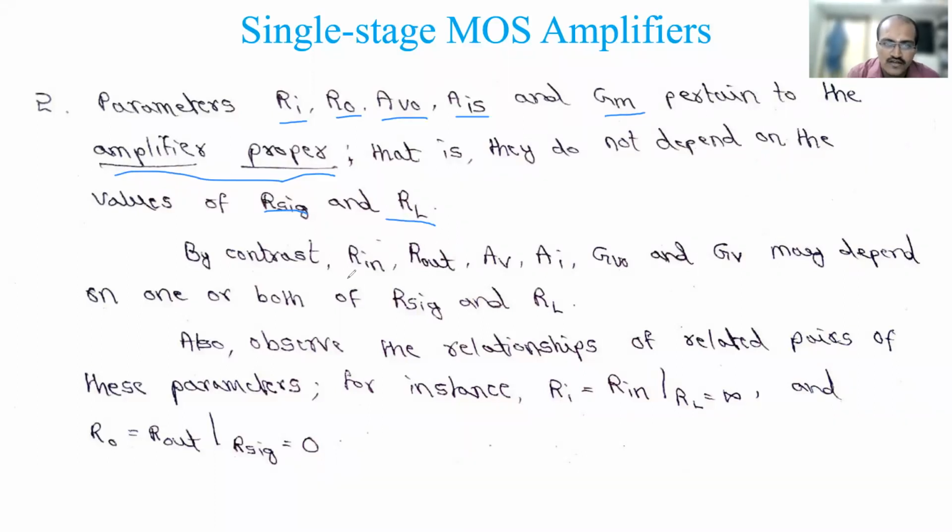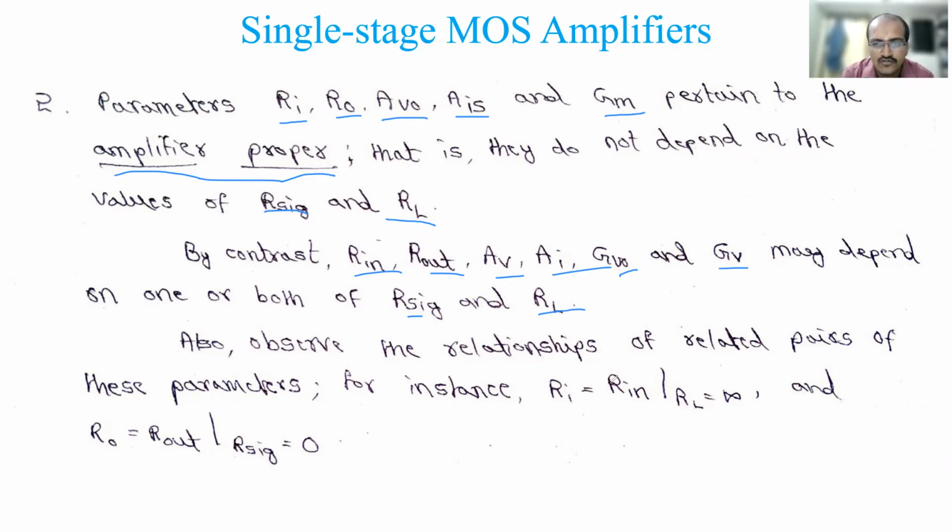Whereas the parameters Rin, Rout, AV, AI, GVO and GV may depend on one or both of R signal and RL. So either they depend on R signal or they depend on RL. Normally Rout depends on R signal, and Rin depends on RL, like that. So that is the point.